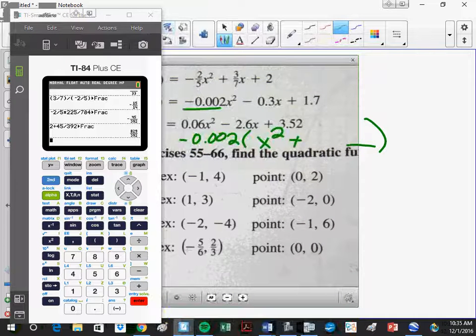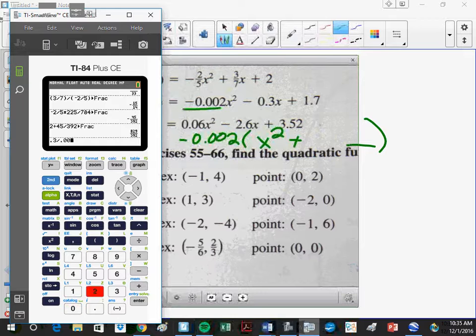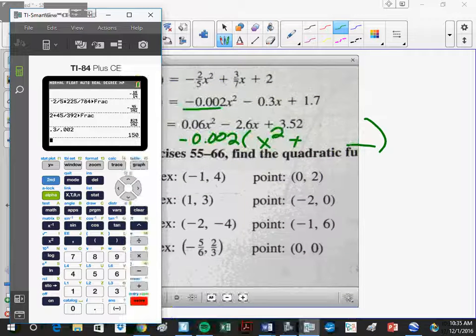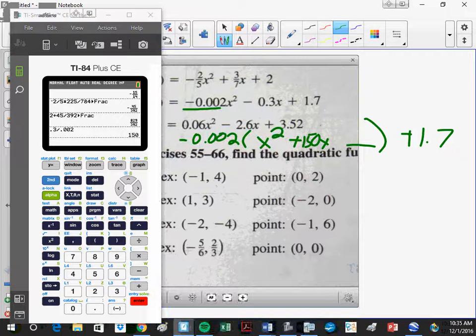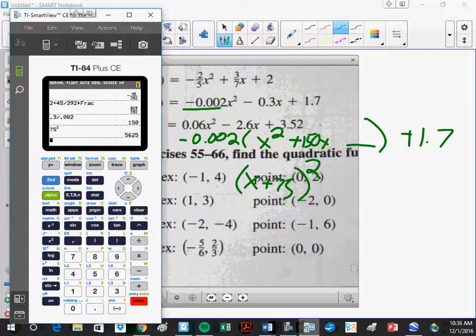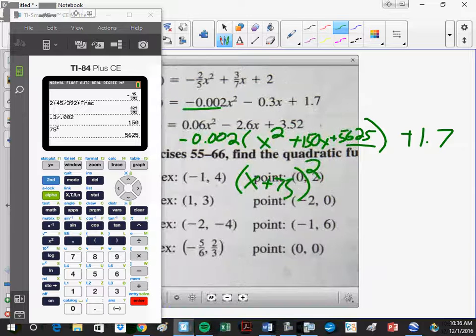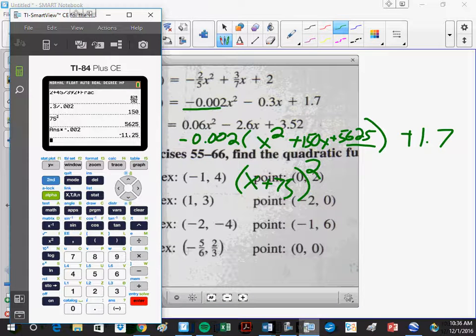In fact, exactly, there are 150 of them. So this is 150x. This problem is not going to be so bad. So I need to complete the square. This would be x plus 75, and 75 squared is 5625. But it's not really 5625. It's that times negative 0.002. So multiply that by negative 0.002. And I get negative 11 and a quarter.